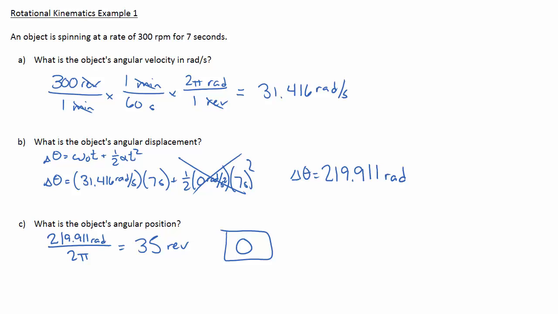If I were to give you a different value, what you'd have to do is take the radians, divide by 2 pi, and figure out how many revolutions that is. You're going to have to look at your remainder. So whatever your remainder is, you multiply that by 2 pi, and that will give you the object's exact position in radians.